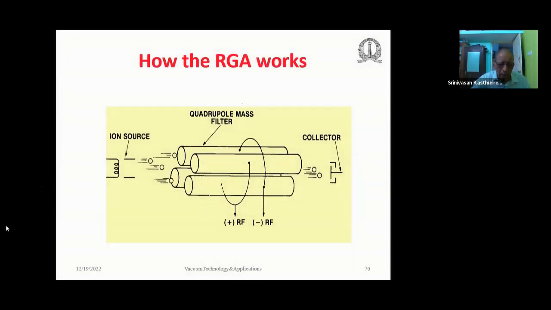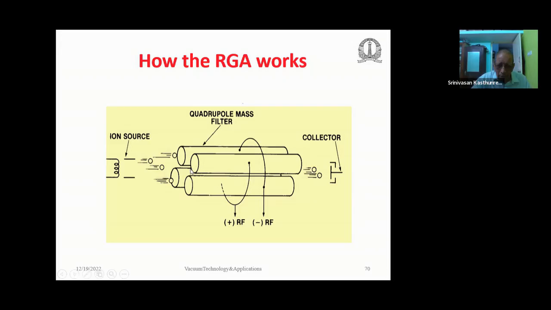What does it contain? It contains an ion source, a filament which emits electrons. These electrons ionize the gas molecules that are present. The ionized gas molecules are then filtered according to their mass to charge ratio by what is called a quadrupole mass filter. This quadrupole mass filter contains 4 rods, and 2 opposite rods are supplied positive and negative RF voltages.